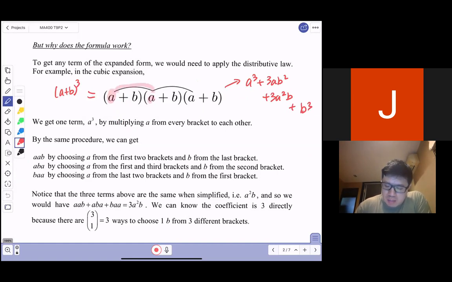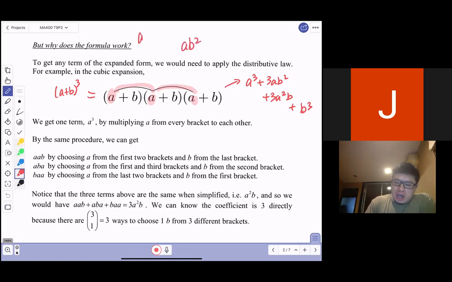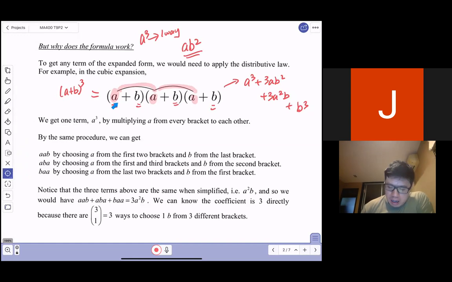That is, a from the first bracket, multiplied by a in the second bracket, multiplied by a in the third bracket. You cannot do it any other way. In the same way, if you look at ab square, how many ways are there? There will be 3 ways. I can choose a, b, b; I can choose b, a, b; I can choose b, b, a.